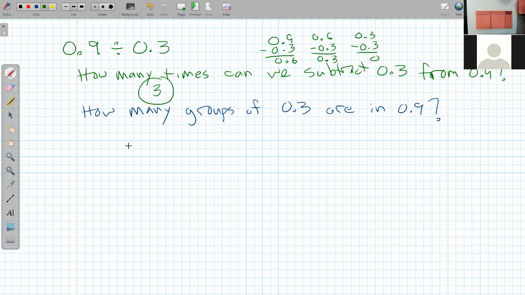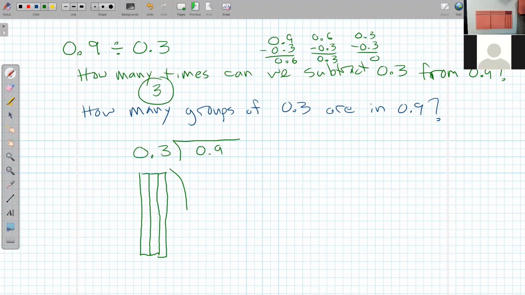Similarly with the picture, how many groups of 3/10 are in 9/10? We can think about it this way, and we could draw out our 3/10. So there's 1, 2, 3/10. And I want to know how many of those live inside of 9/10, so that I can draw my 9/10. So 1, 2, 3, 4, 5, 6, 7, 8. Is that 9 right there, I think?